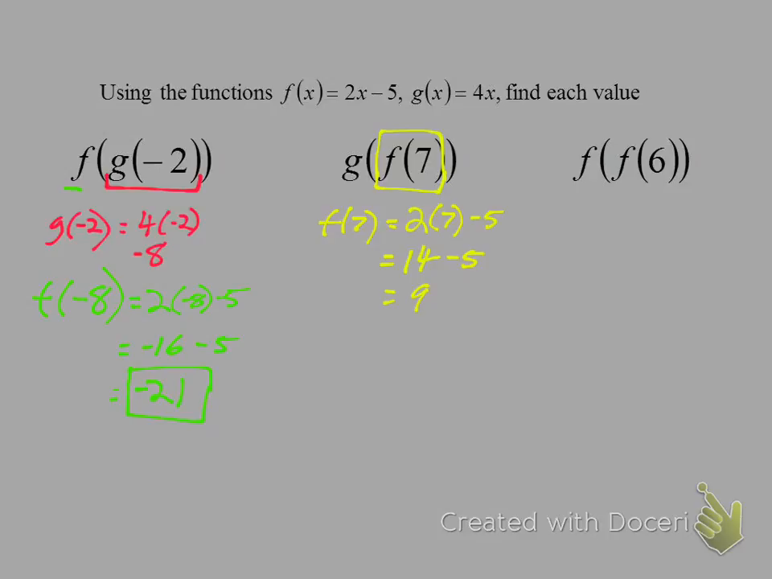So f of 7 equals 9. Now you take 9 and you put it into g. Okay, so then you do g of 9, which is 4 times 9, which gives you 36.